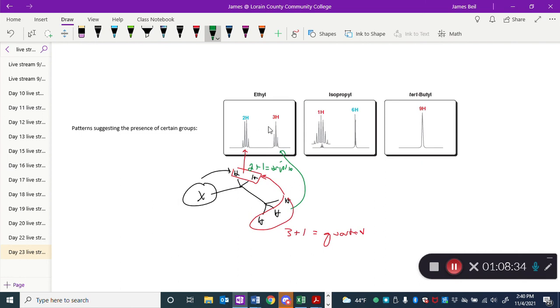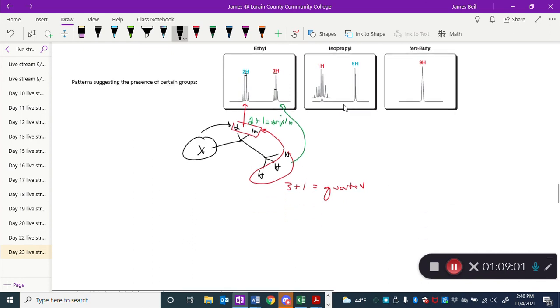So if you see a triplet and a quartet, and you see that the coupling constants are the same, or that the distance between the peaks here is the same as the distance between the peaks here, at least by eyeballing it, that's an indication of the presence of an ethyl group, because they're splitting one another into these exact triplet and quartet patterns with the integrations that match the number of hydrogens on each carbon there. If I have an isopropyl group, we'll draw that down here.